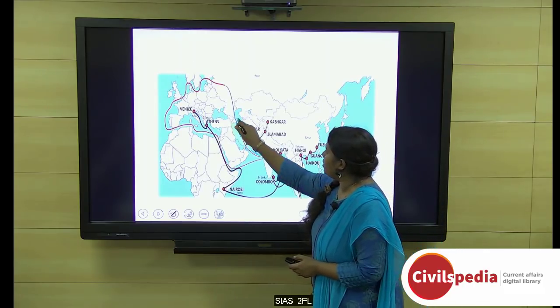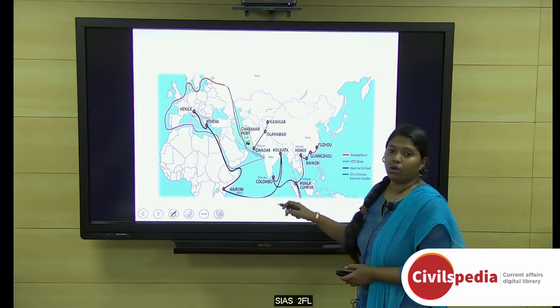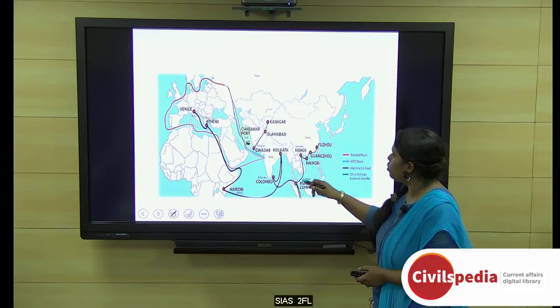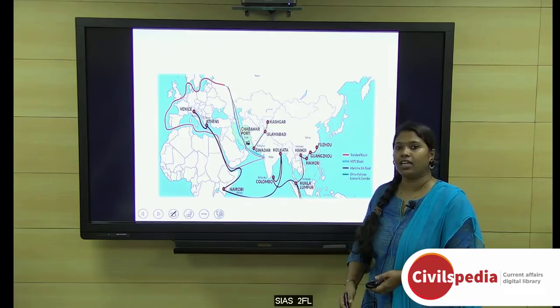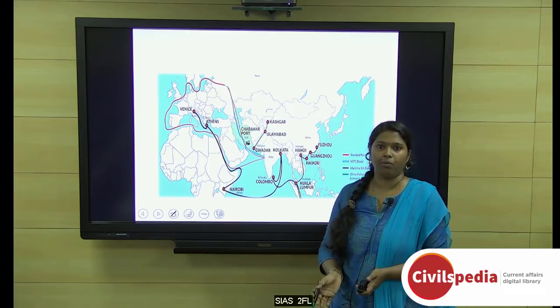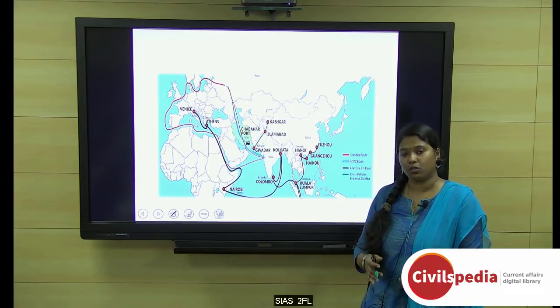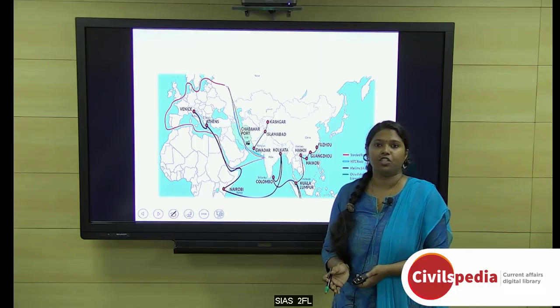You can see this blue line. This shows the International North-South Transport Corridor route through which we can connect with Azerbaijan, Turkmenistan and other European nations and Russia. This also helps in the trade interest of India.